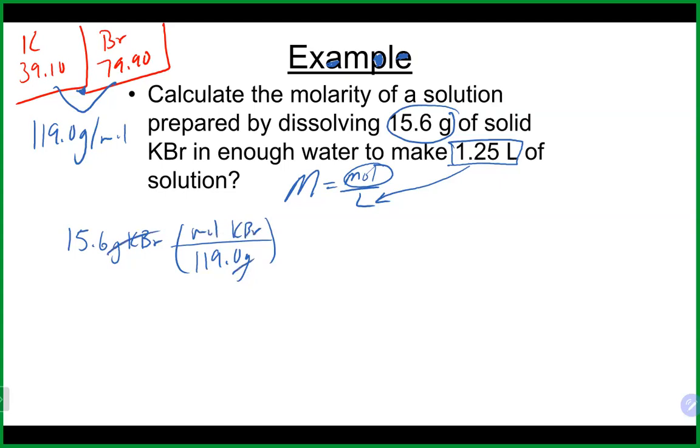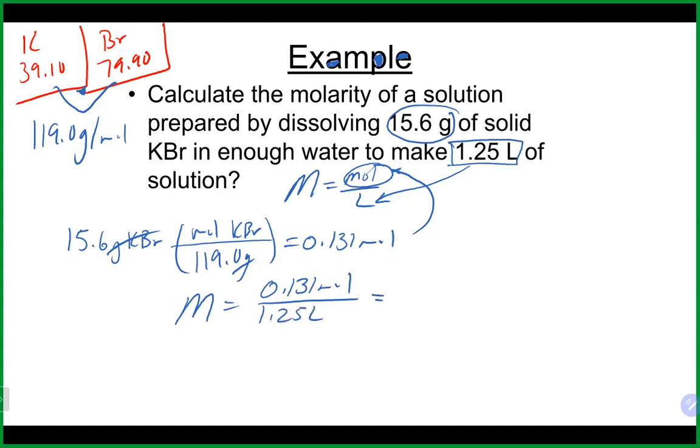Grams will cancel, and that gets us 0.131 moles, and that is the top part of what we need. Now we have everything we need to calculate the molarity. We'll take our moles, we'll divide it by the liters here. And if we do that, 1.25.